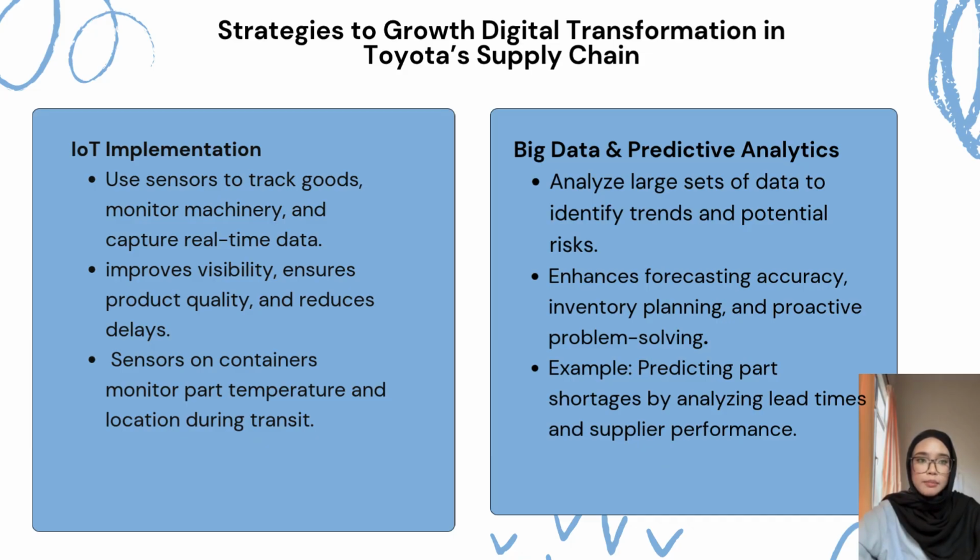The next is big data and predictive analytics. From that, analyze large sets of data, identify trends and potential risks. It can enhance forecasting accuracy, inventory planning and proactive problem solving. For example, predicting part shortage by analyzing lead time and supplier performance.